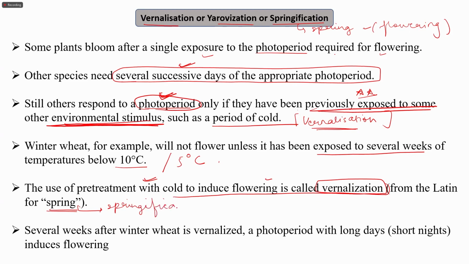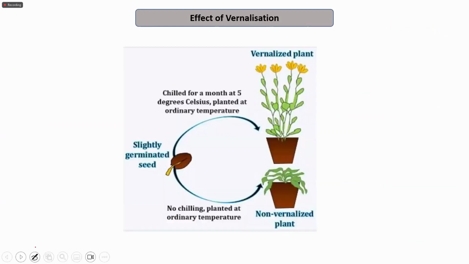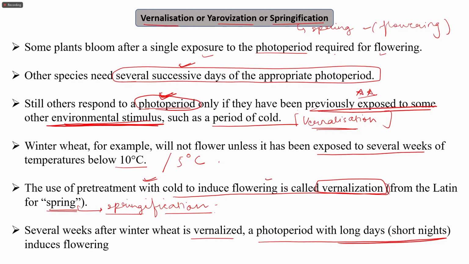Because we are inducing flowering, springification. Several weeks after winter, wheat is vernalized. A photoperiod with long days, that is the short nights, induces the flowering. So it is only after the vernalization, that is after the exposure to the cold, that the photoperiod comes into the picture in certain plants. So this is known as vernalization.